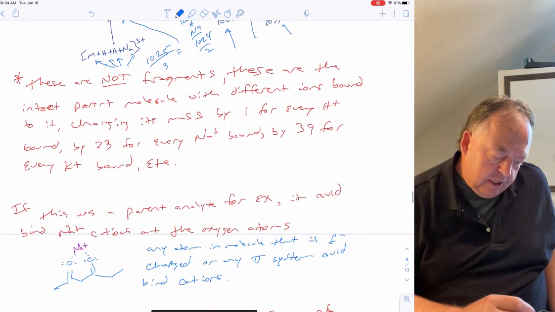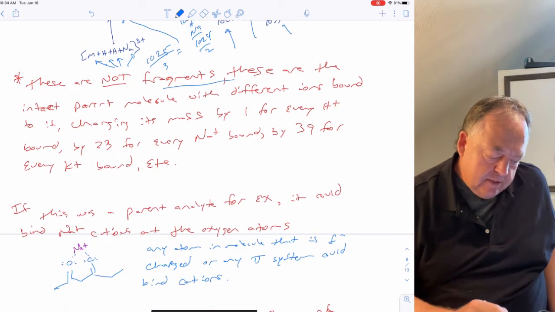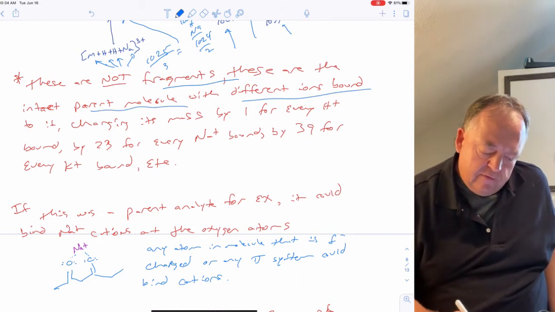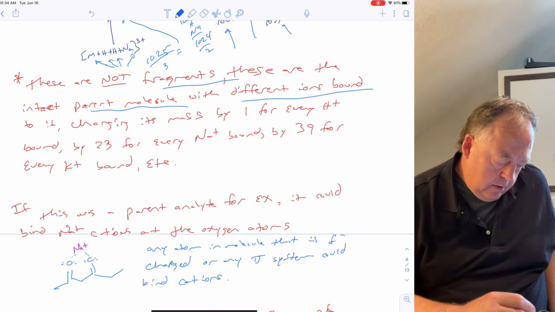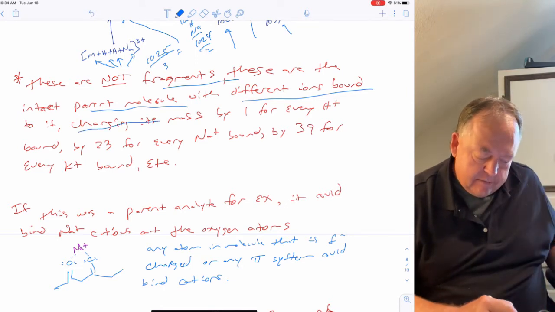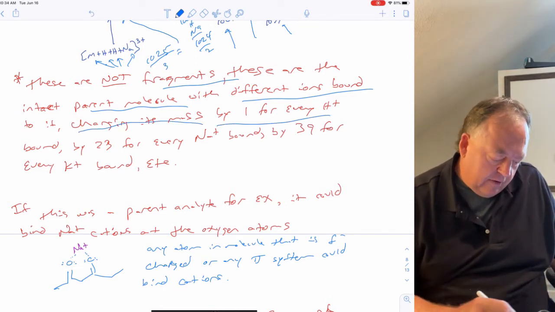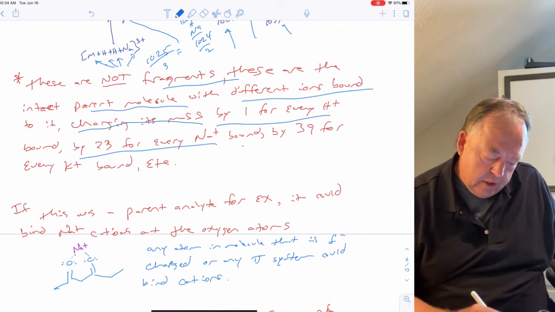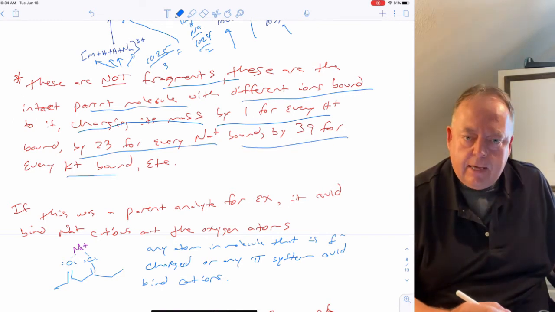Okay, so it's important to keep in mind that these are not fragments. These are the intact parent molecule, simply with different ions bound to them, which thereby changes its mass by 1 for every hydrogen, by 23 for every sodium, and by 39 for every potassium bound to it.